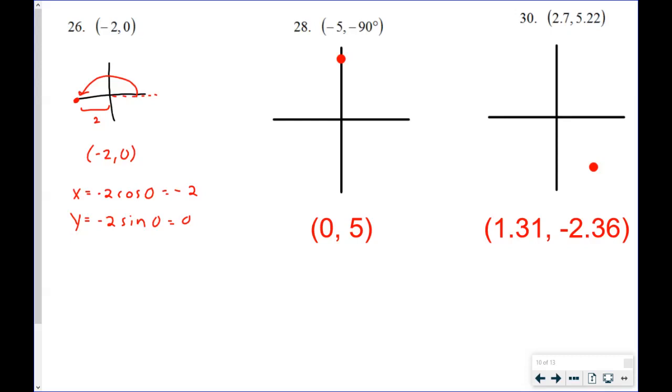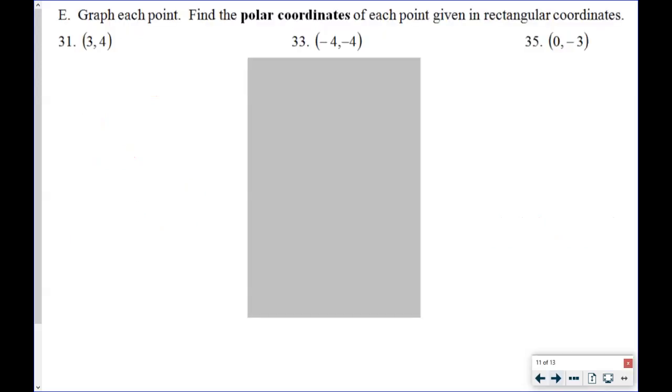We're going backwards now. So we're going to start with rectangular, find the polar. Lovely. All right. Number 31. We are going to first graph the point and then find the polar coordinates of each point. So the point 3, 4. Something like that. Good sketch.